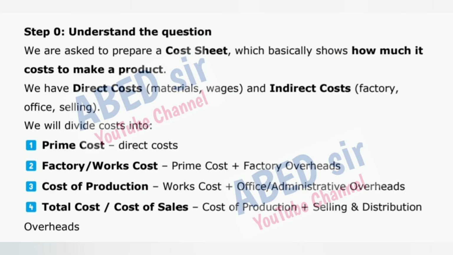We will divide costs into 1. Prime cost, direct costs. 2. Factory works cost, prime cost plus factory overheads. 3. Cost of production, works cost plus office administrative overheads. 4. Total cost, cost of sales, cost of production plus selling and distribution overheads.